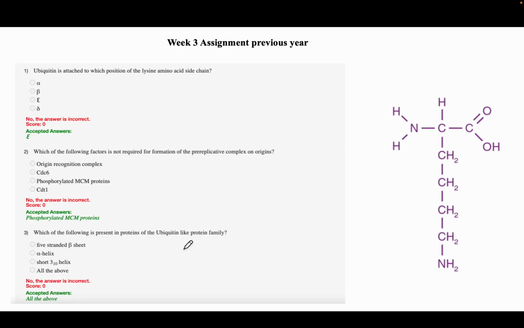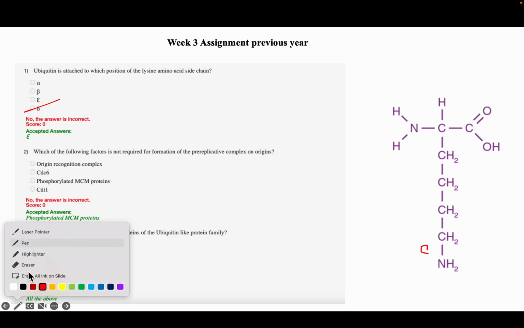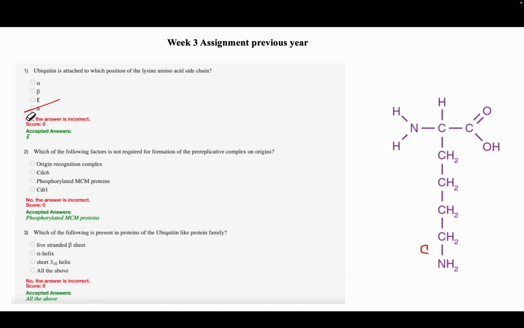Now this is a week 3 assignment from the previous year. The question was, ubiquitin is attached to which position of lysine amino acid? Ubiquitin will bind to alpha, beta, gamma, delta, epsilon. So it will bind to the epsilon position, not delta. It will bind to the epsilon position.